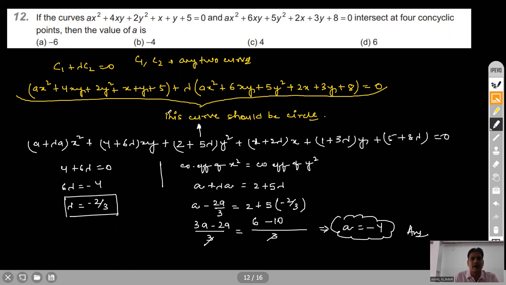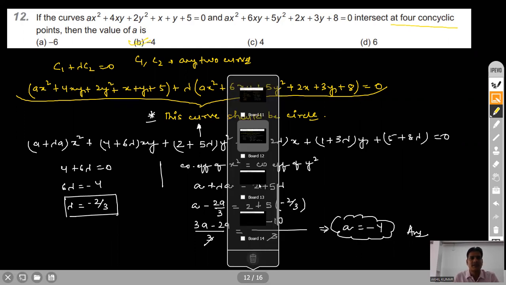Now, why did we say that this curve should be a circle? That is the important thing in this question, because it is saying that these two curves intersect at four concyclic points, right? So four concyclic points means the resulting curve should be a circle. So a is coming out to be minus 4. So option B is correct. Now let's take the next question.